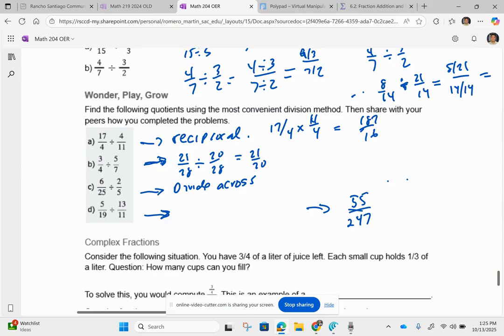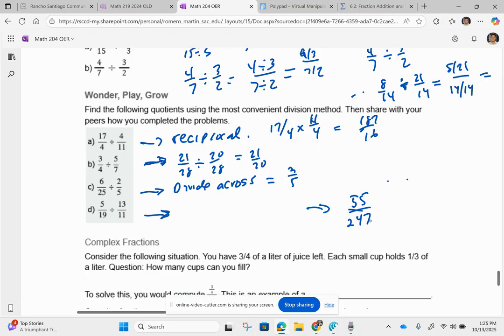21/20. Again, fractions are hard to conceptualize because I don't know what that really is. What is 21/20? There's no real world context. That's why this is kind of tough. This one I would divide across. So you get 3 over 5. That's it. That was an easy one, because you have the common factors and multiples here.